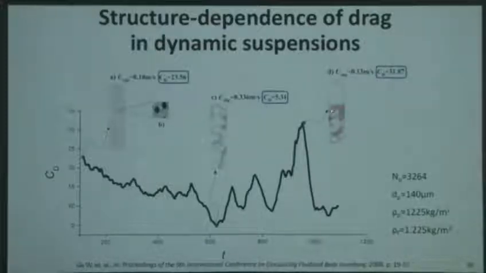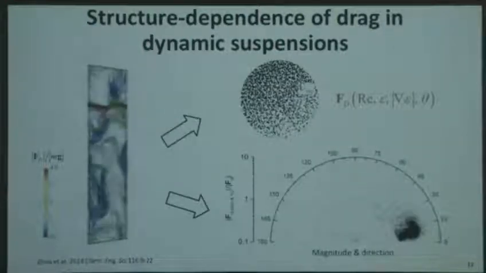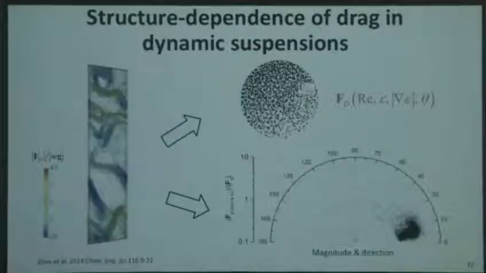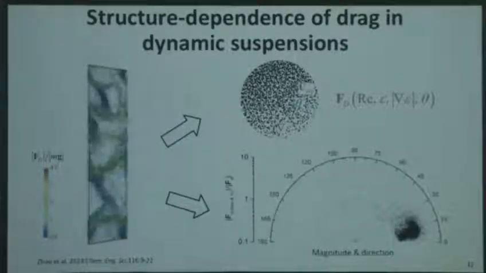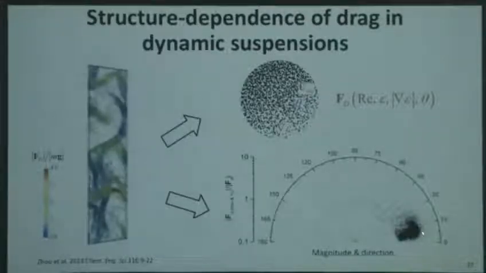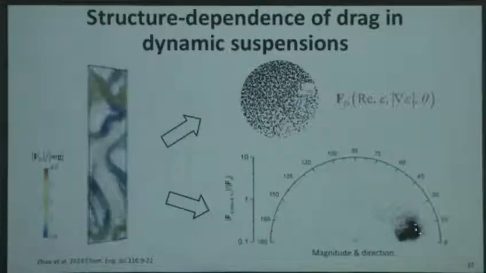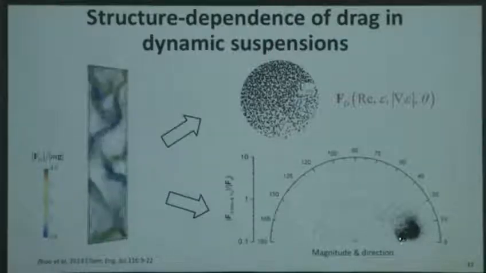And on the contrary, if you have these particles almost in a slugging form, then you have a very low slip velocity and high drag coefficient. So this variation can be very large and dynamic, and it increases with the system size. And finally, we also have some statistical analysis on the distribution of this drag force in different angles and in different magnitudes compared with the gravity.